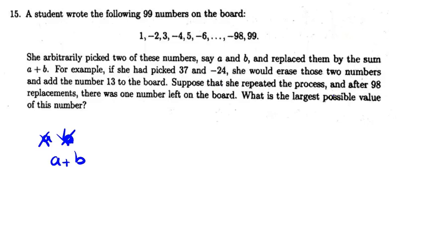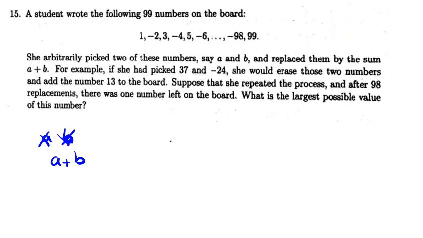Suppose that she repeated the process, and after 98 replacements. Why 98? Because we have 99 numbers. In each step we remove one. Because we remove 2, we add 1. So the numbers will be decreased by 1. So after 98 steps we will reach one number. There was one number left on the board. What is the largest possible value of this number?